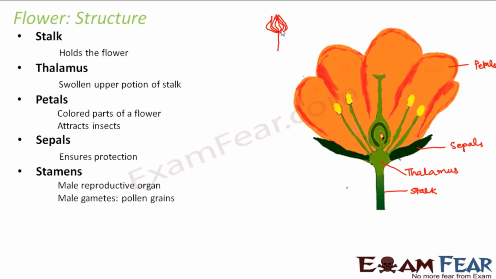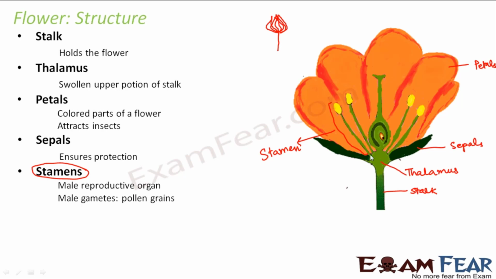Next is stamens. Stamen is the male reproductive organ. So that is our main concern here. Where are the stamens located? These structures are the stamens. You see a green rod-like structure with a yellow head. There are so many such structures. This entire structure is the stamen, and this is the male reproductive organ.